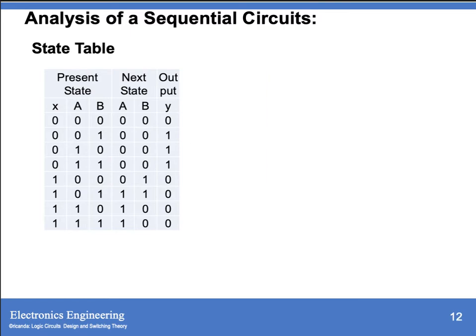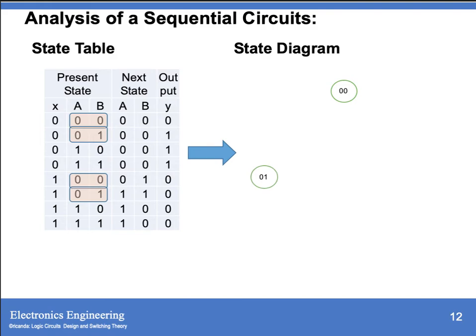Then after you have your state table, we now have to draw your state diagram. In your state diagram, first we have to determine how many states are in your state table. We have your present state variables, which are E and B. Therefore we have only 4 states because we have only 2 variables in your present state. The first state is 0, 0. The second state is 0, 1. The third state is 1, 0. And the fourth state is 1, 1.